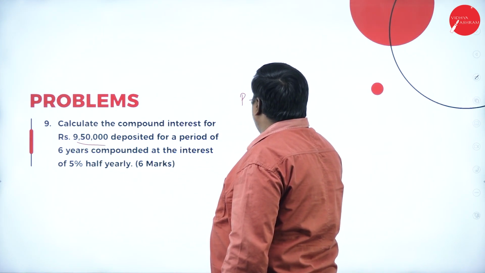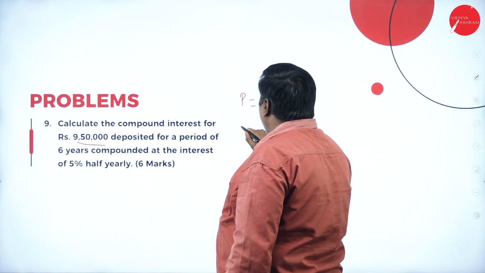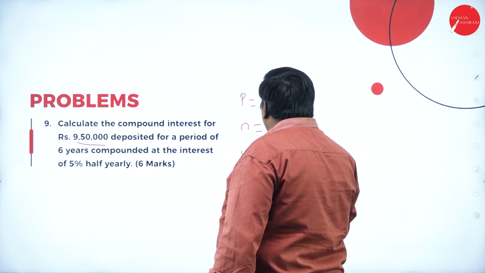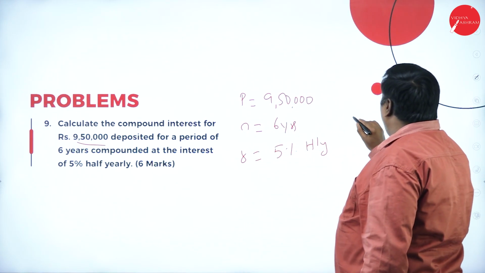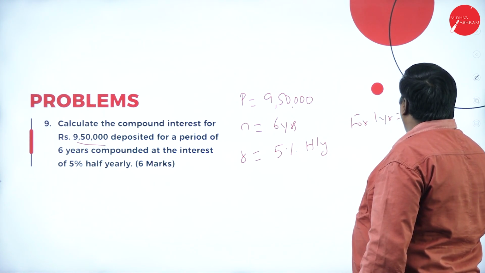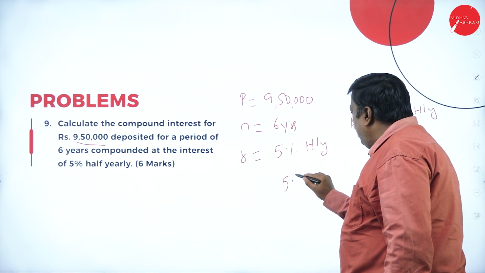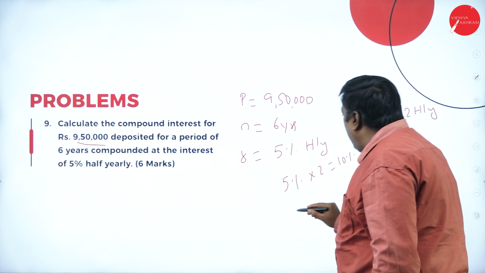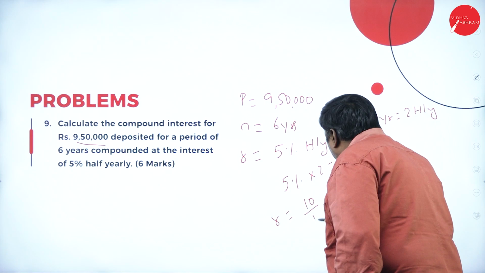And in the next case, the principal amount is here. The principal is 9,50,000 and N is 6 years. R, they are given 5% half yearly. For 1 year, there will be 2 half years, that is 2 six-month periods. So 5% into 2, so it will be 10%. So R will be R equals 10 by 100 or 0.10.